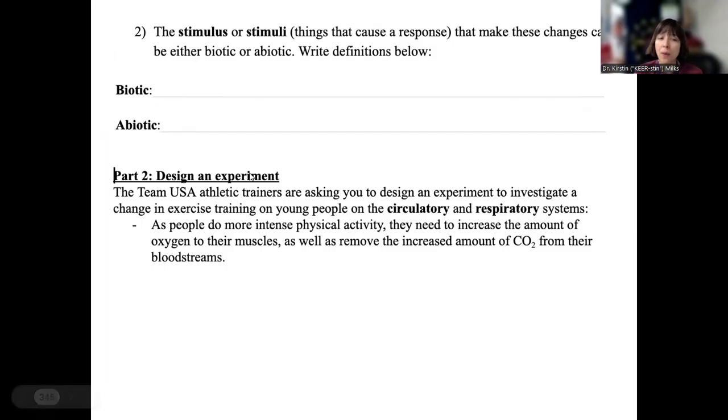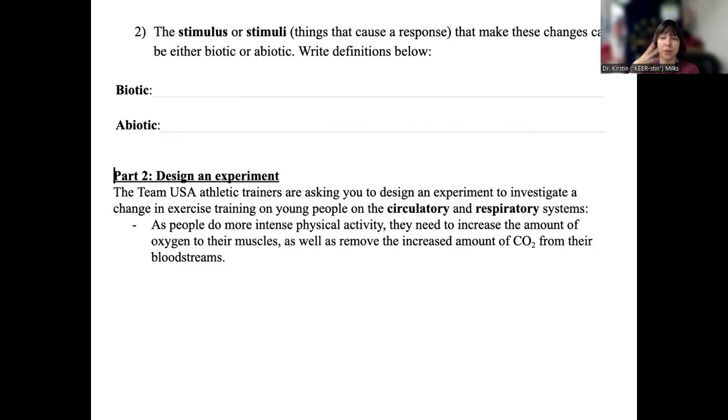Now, this is going to be important information for you as we design an experiment. You're not here to design it, but you do need to be able to design experiments, so listen carefully. Team USA athletic trainers are asking you to design an experiment to investigate a change in exercise training on young people on the circulatory and respiratory systems. Now, this is important. As people do more intense physical activity, they need to increase the amount of oxygen to their muscles and they need to breathe out CO2, right?